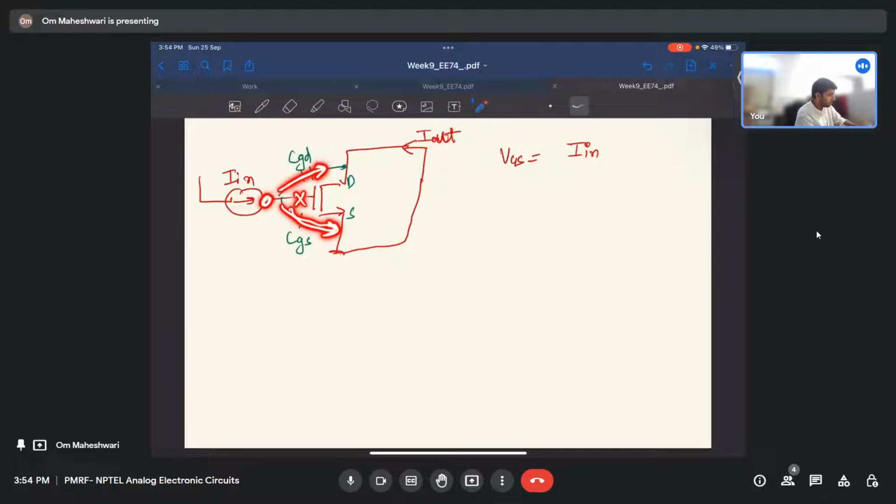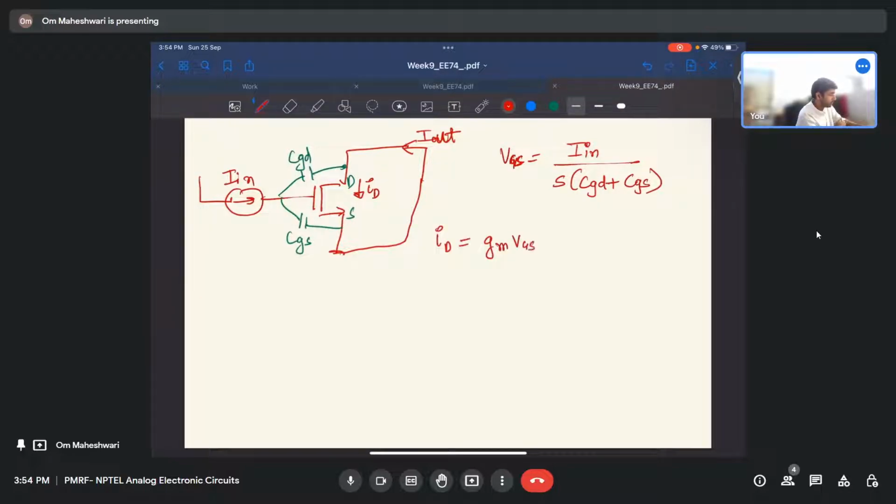So the voltage here will be V equal to IR. So instead of R we have capacitance, so I_in by S(CGS plus CGD). Okay, so this is the VGS, and now let us try to write the current equations again. Let ID be the current flowing through here, so ID we know is GM VGS plus GD VDS. Here drain and source are shorted, so VDS is 0, so it's simply GM VGS.